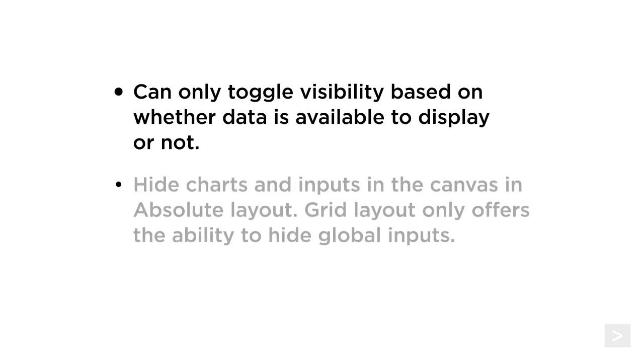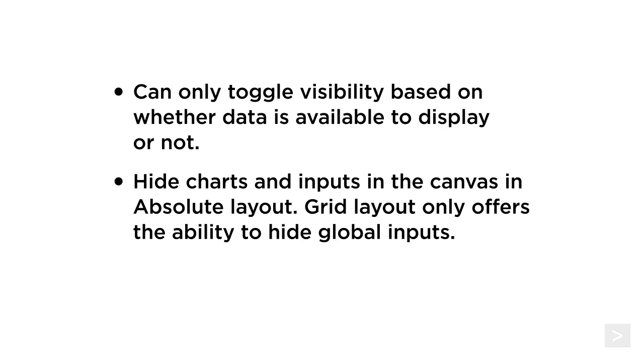You can only toggle visibility based on whether data is available to display or not. If additional logic is required, like a conditional statement, it must be included as part of the search. As of September 2023, you can currently only hide charts and inputs in the canvas in absolute layout. However, you can hide global inputs in both absolute and grid layouts. This feature will be implemented in grid layout in upcoming releases of Splunk Cloud and Splunk Enterprise, so keep an eye out on Splunk documentation for updates. And last, the hide and show capability does not apply to the line shape.